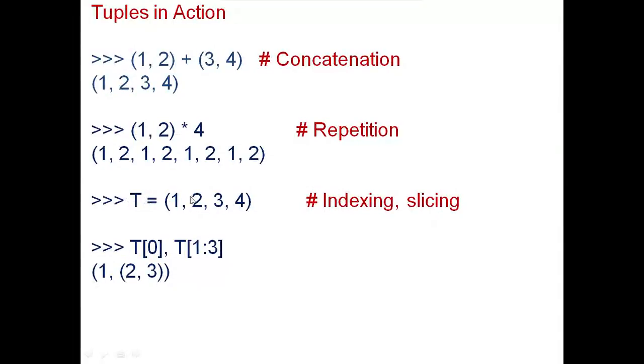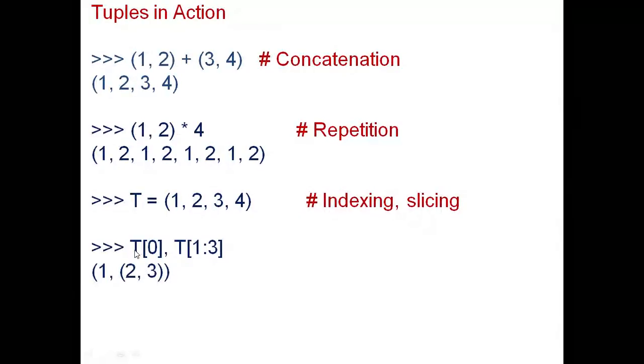So t is a tuple with 4 elements. This is the element at index 0. So when I say t of 0, I get 1, and t of 1:3, right? Index 1 is 2 and index 2 is 3. We have to include only two things. We know that when we do slicing, we give one value more than the end index, right? So when I say 3, I have to stop when I reach 2. So I will include two elements, 2 comma 3, right? So this is the output of this particular thing.